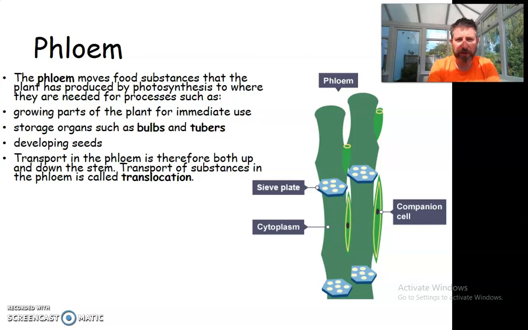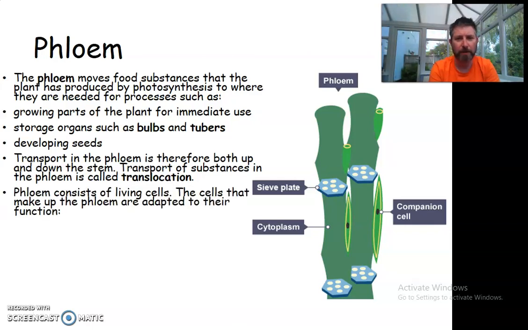So, transport in the phloem is an upwards and downwards process. Now, we mentioned last lesson the movement of water was transpiration. The movement of substances in the phloem is called translocation. Trans meaning across, location obviously is where it actually is.